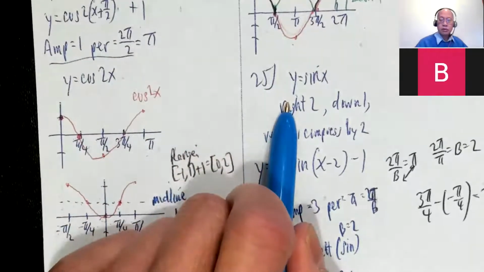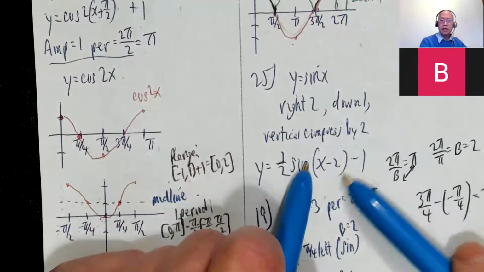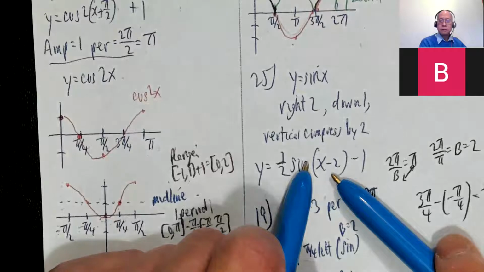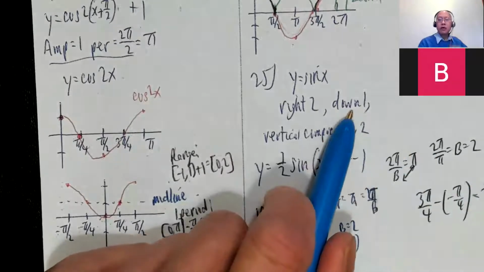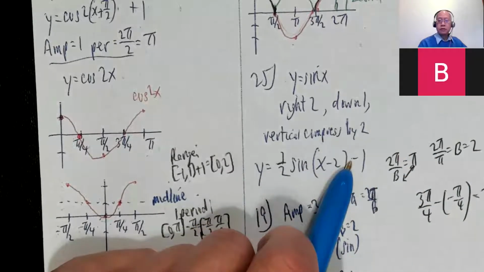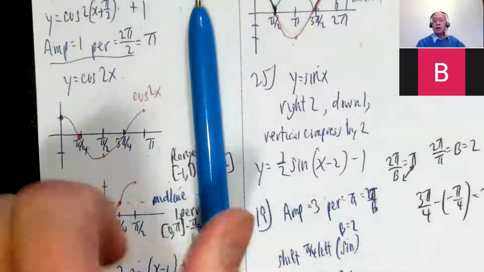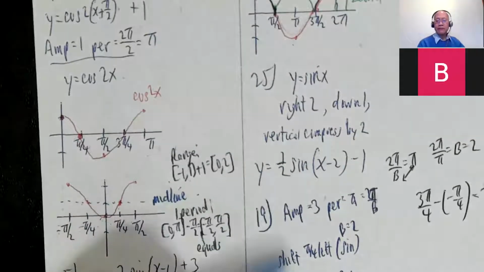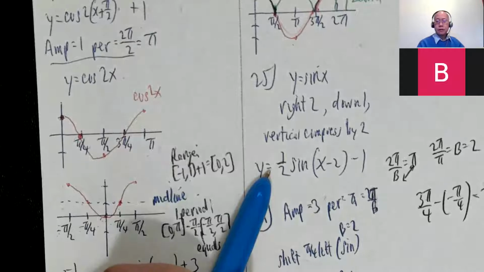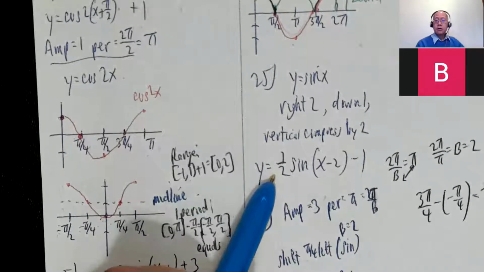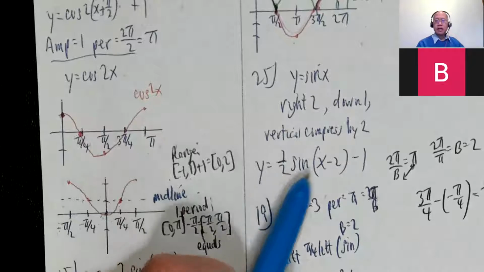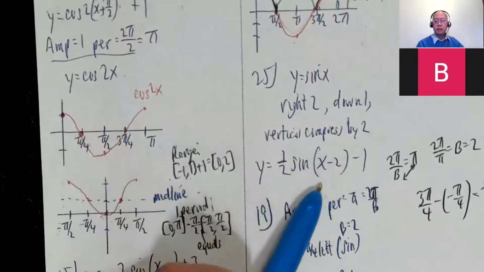Okay, right 2, sine parentheses x minus 2. Down 1, minus 1. And then a vertical compression by a factor of 2. That means you put a half in front. It gets shrunk by a half. So there it is, y equals 1/2 sine of x minus 2, minus 1.